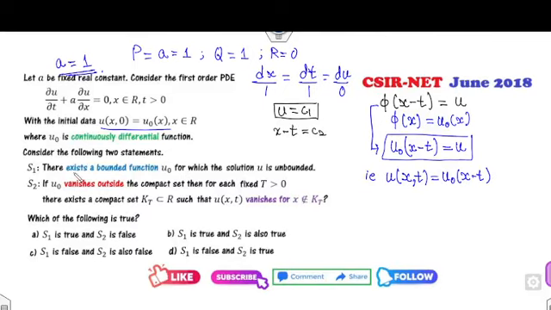Now look at the options. There exists a bounded function u, then the u is unbounded. We can start with this.